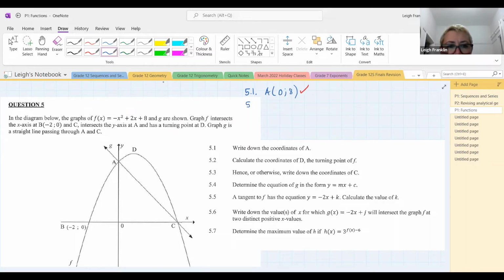Calculate the coordinates of D. How are we going to do that? Turning point of f. A number of different ways. I think we should talk about at least 2 of them. What would you guys do?